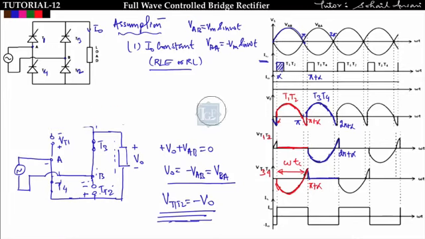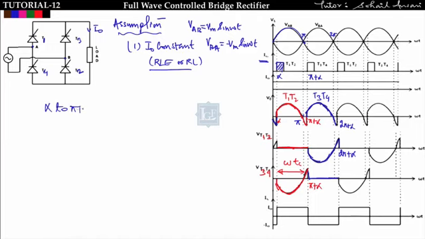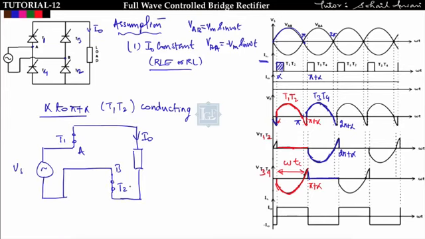Now if I talk about the source current, how the source current will look, see here. From α to π + α, which thyristors are conducting? T1 T2 are conducting. So if I have to draw the equivalent circuit, it will look somewhat like this. This is the source current. From α to π + α, the source current is nothing but I0 only. So Is is equal to I0, meaning the source current will follow the load current.